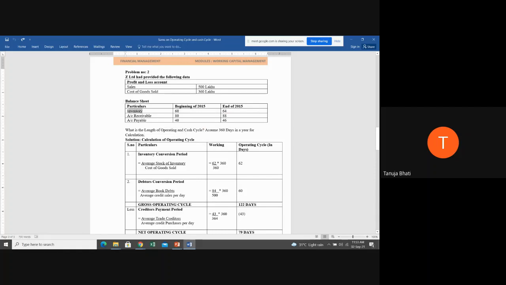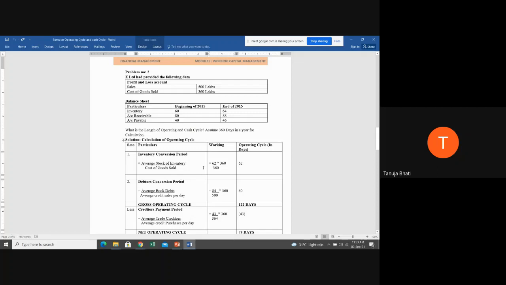Now, in this particular problem, they have not given you raw material, work in progress, and finished goods separately. So do not calculate separately. They have clubbed and given you the entire inventory. So the formula, as you all know, is average stock of inventory divided by cost of goods sold. Correct? Now, how do you take an average, students? Average is the amount at the beginning of the year plus the amount at the end of the year divided by 2.